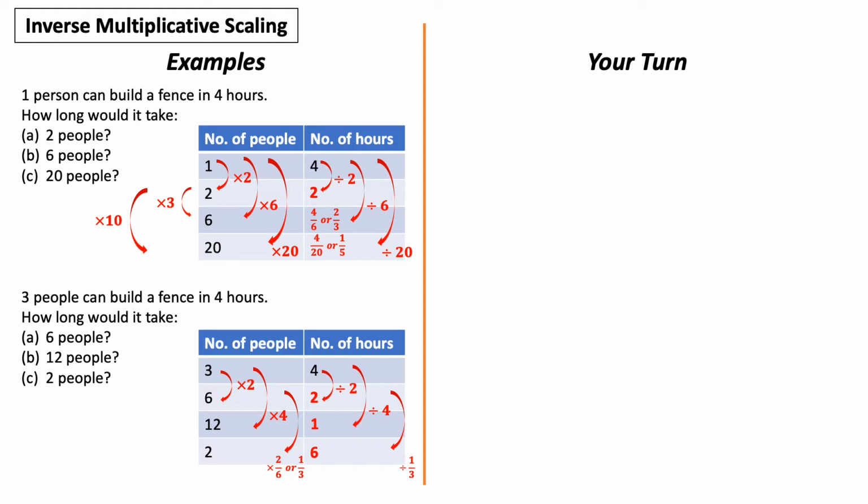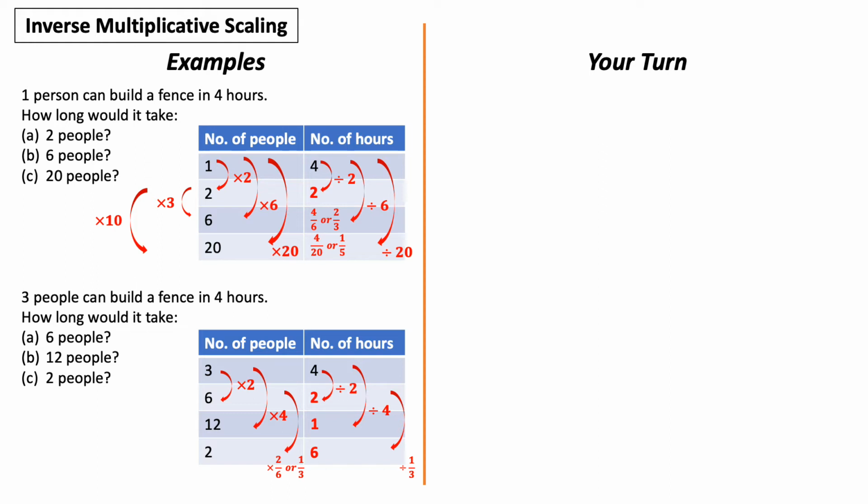Looking at 12 people then, I'm going back to 3 here. So I've done 3 times 4 gives me 12. Therefore, I need to divide 4 by 4, which gives me 1. Now I could have gone from 6 to 12 and multiplied by 2 and then divided 2 by 2. That's fine, okay? It's up to you.